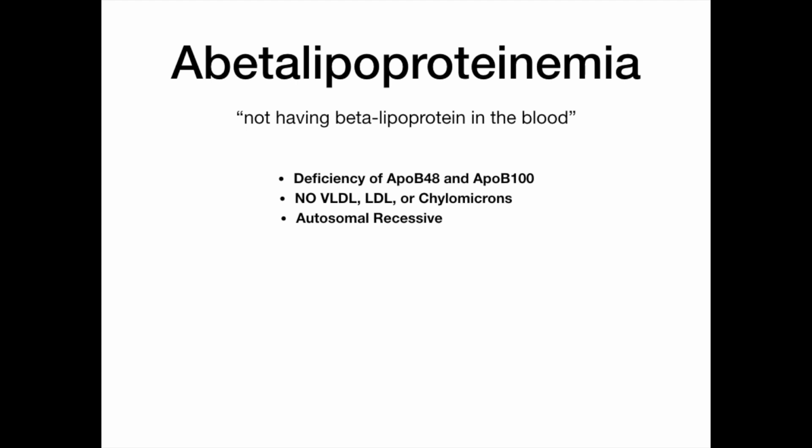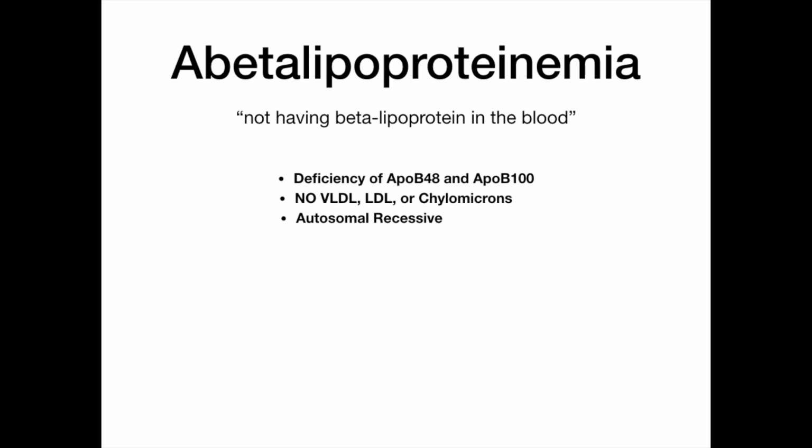So it should come as no surprise to you, if you've been studying, that if you don't have ApoB48 and you don't have ApoB100, you're not going to have VLDL, you're not going to have LDL, and you're not going to have chylomicrons, right? Now this is a major problem, because if you don't have these components, then you can't process fats. That's a problem.